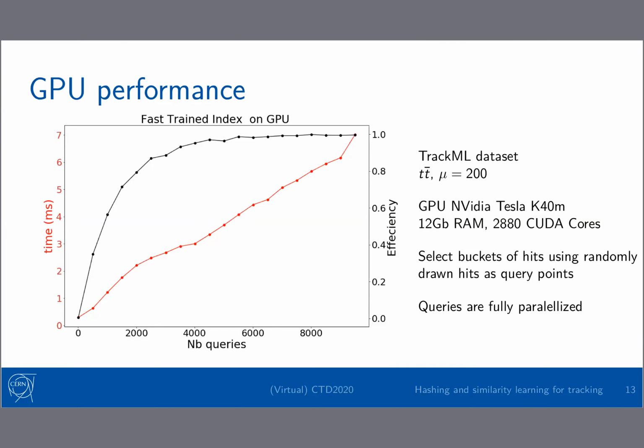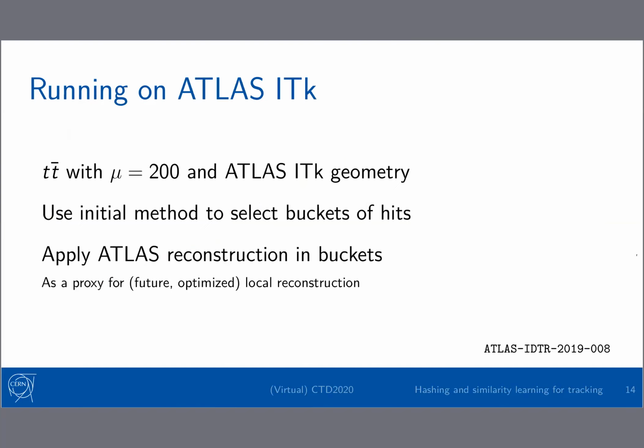Now, this was all done on TrackML data, so on a bit of an optimistic case. We want to apply this in a real detector. The use case that we're most interested in at the moment is the ATLAS ITk upgrade detector. Here again we take a similar data set, a ttbar event with a pileup of 200. We use the initial method that we just mentioned, the Spotify library, to select buckets of hits.